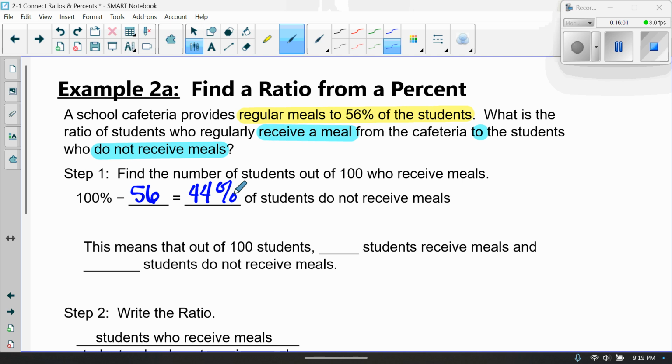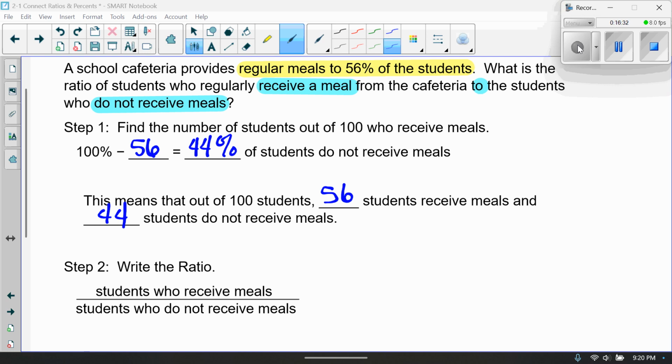Okay? So this means that out of 100 students, 56 receive meals, and that's where we get this. They receive meals, 56%. That's 56 out of 100. And 44 out of 100, or per 100, of the students do not receive meals.